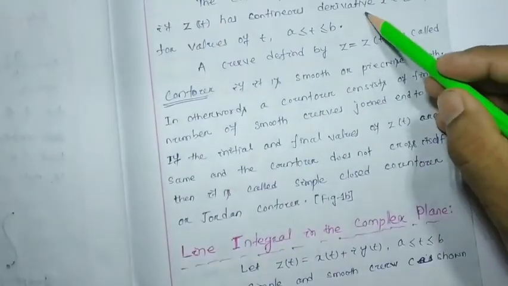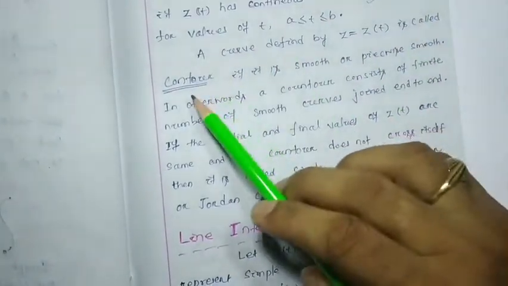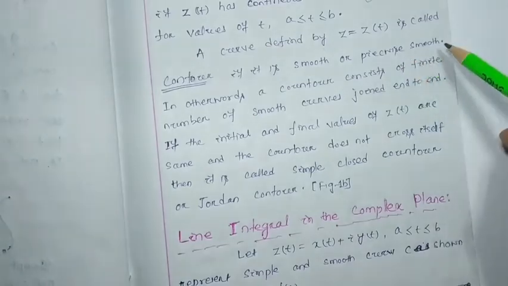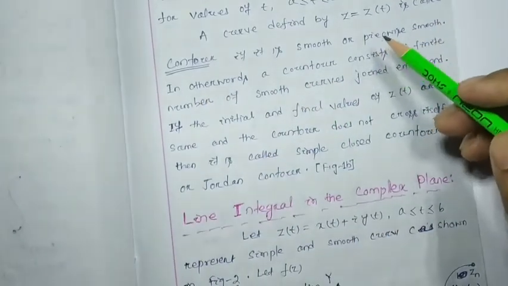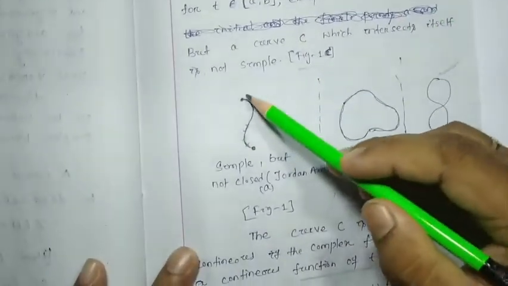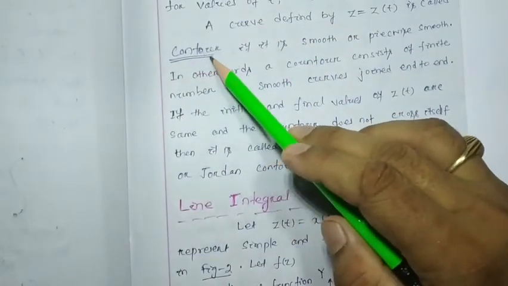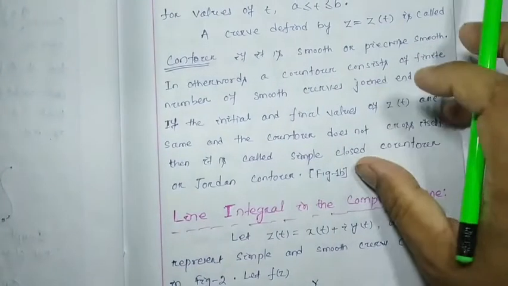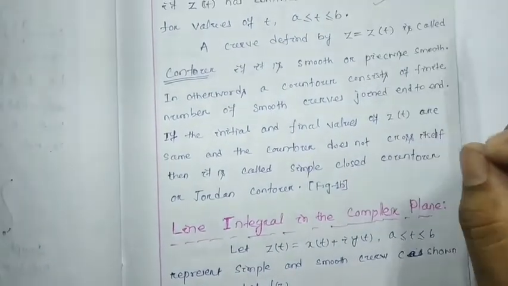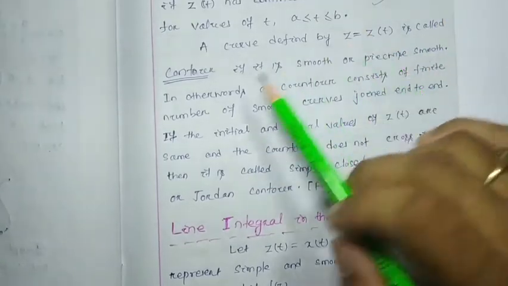These things have been explained here. The curve defined by z equals z(t) is called a contour if it is smooth or piecewise smooth. In other words, see, a curve is also named a contour. This is also called a contour. If a curve is smooth or piecewise smooth, then that curve will be called a contour.